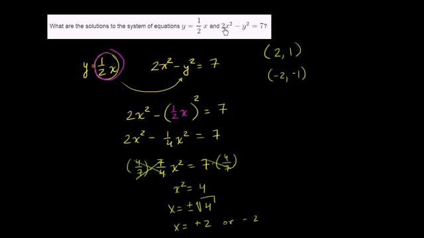and you can verify that they also satisfy this second constraint right over here. 2 times 2 squared is, well, 2 squared is 4. 2 times that is 8, minus 1 squared is 7. 2 times negative 2 squared is still 8, minus negative 1 squared still equals 7. So the solutions to the system of equations: one is the coordinate 2, 1, x is 2, y is 1. The other is the coordinate negative 2, negative 1. x is negative 2, and y is negative 1.